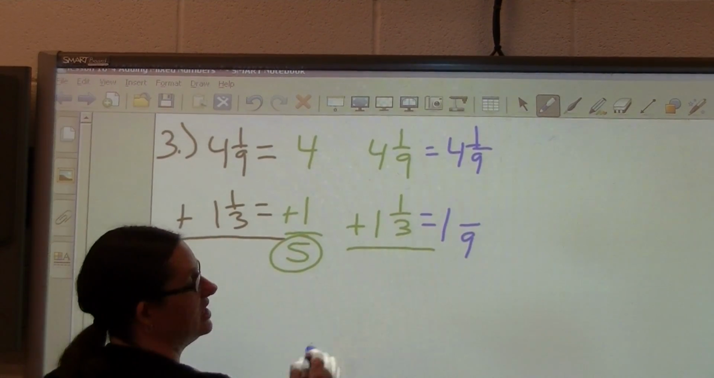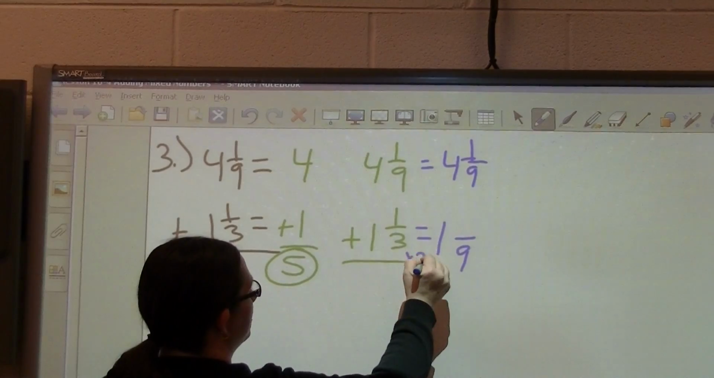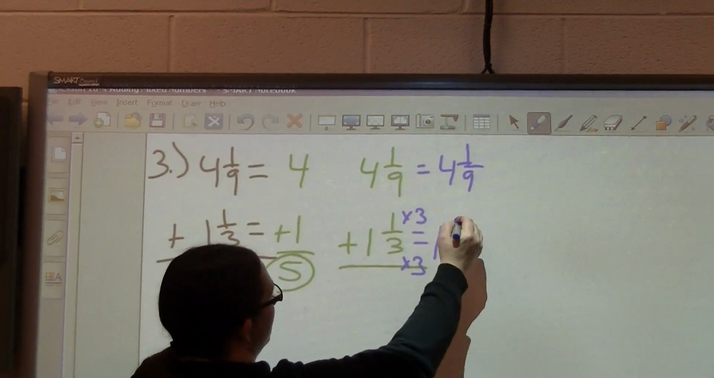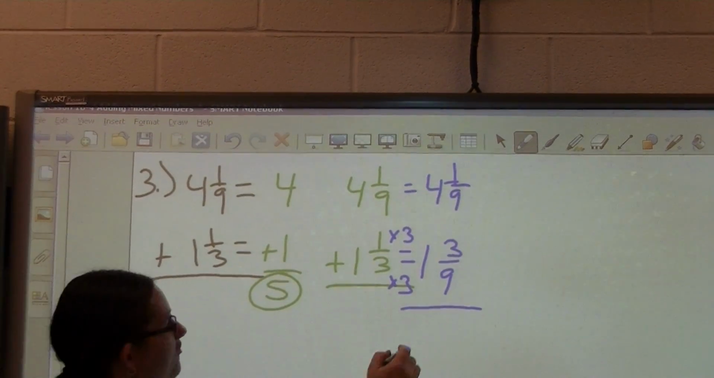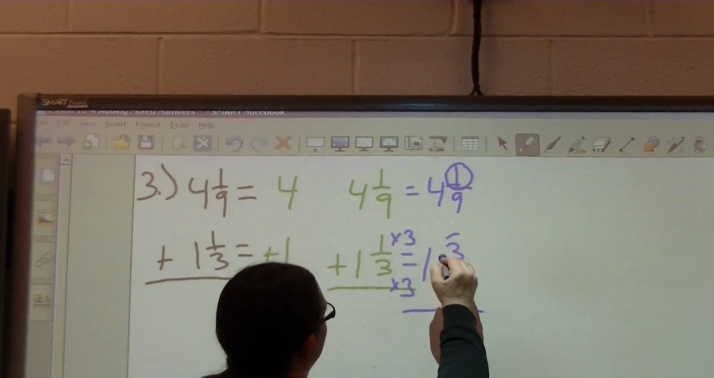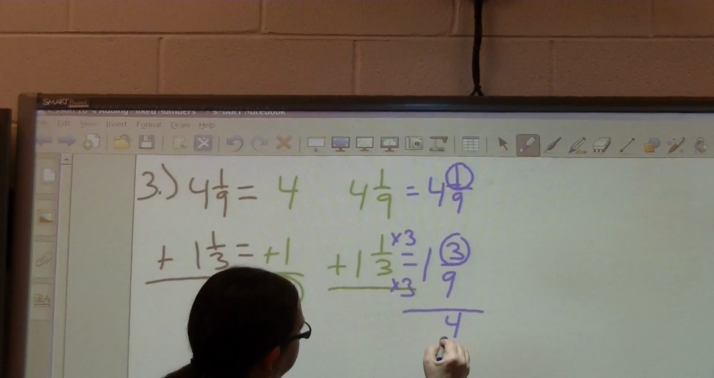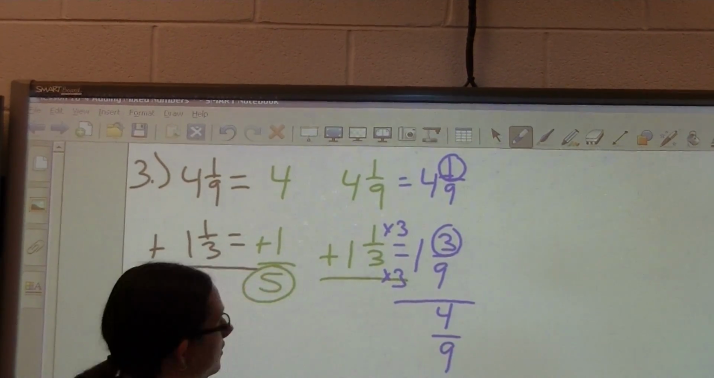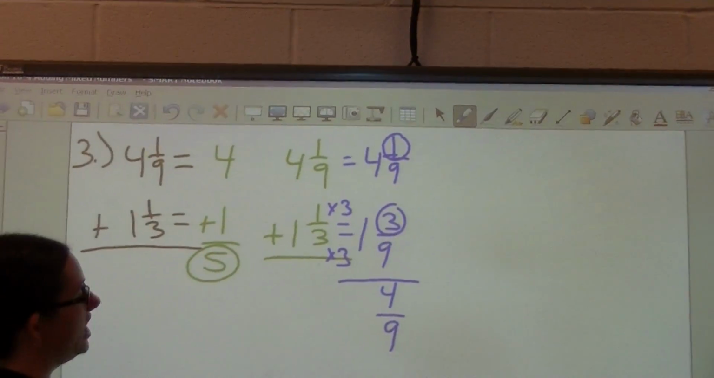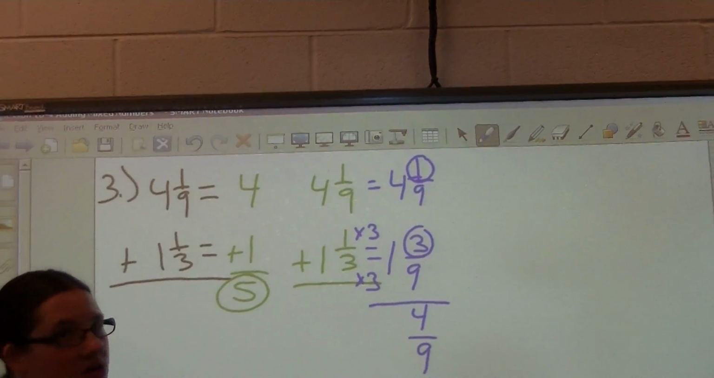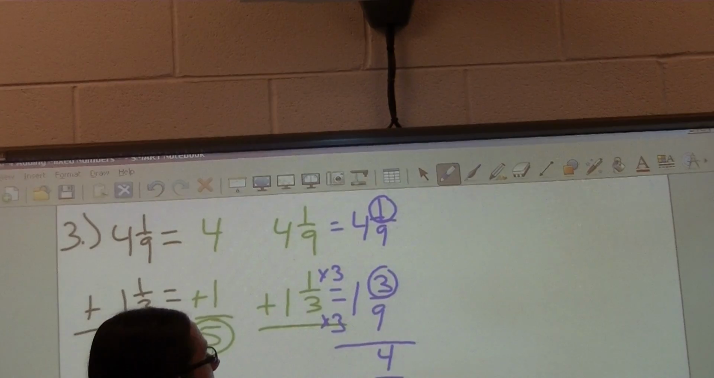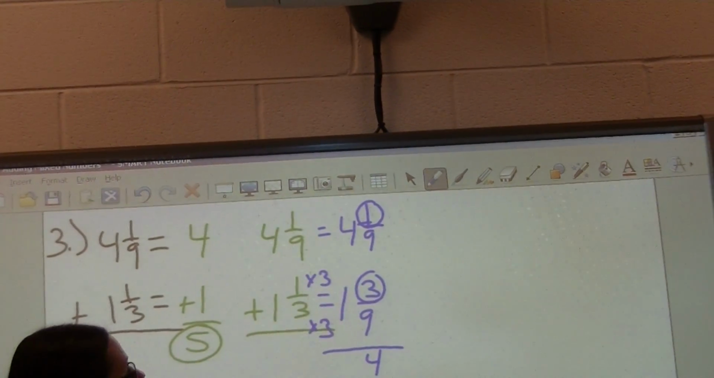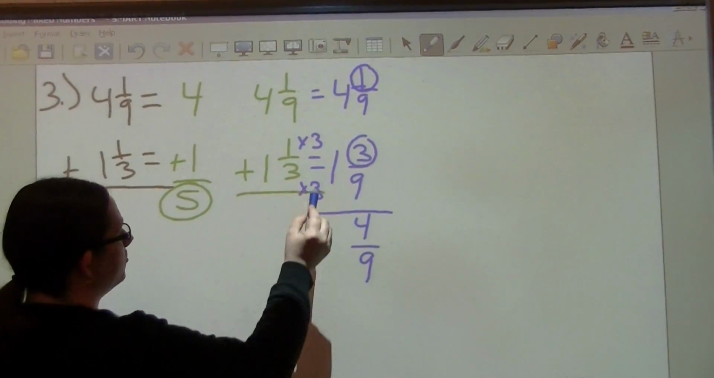So 3 times what gives me 9? 3, perfect. 1 times 3 gives me what? 3, good. Now what do I need to do? Add the fractions, good. What's 1 plus 3? 4 over 9. Okay, fifth grade, do we have an improper fraction? We do not. So now we can continue this problem. We don't have to change this to anything. Now we can just add our whole numbers. What is 4 plus 1?